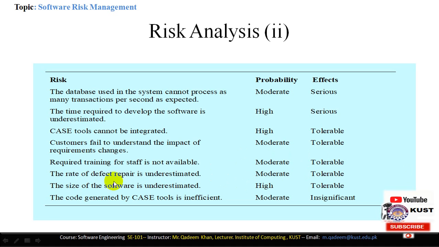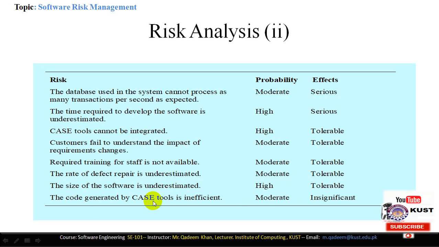The rate of defect repair is underestimated. Here, the quality assurance personnel repair the defects and the rate is measured properly. So it is moderate, but it is tolerable. Tolerable means that we can in fact employ more people on the defect repairing. The size of the software is underestimated. If the size of the software is underestimated, this is a high risk, but it is also tolerable.